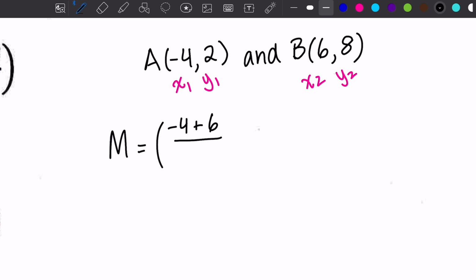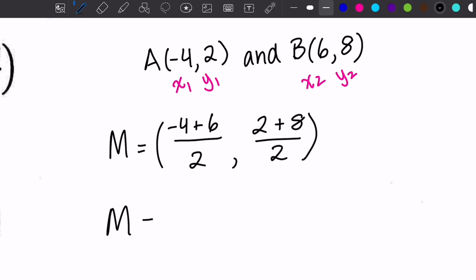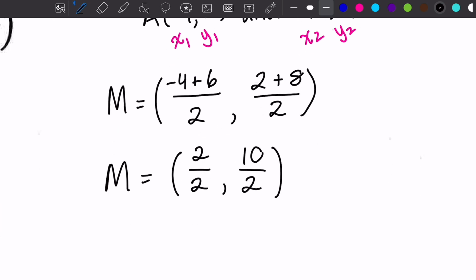We always do first plus second, but even if you flip the order, you would get the exact same answer. Same thing with 2 plus 8 and 8 plus 2. It will give you the exact same thing. So this simplifies to 2 over 2 and 10 over 2, which can be simplified. Those are whole numbers. So anything divided by itself is just going to be 1. And then 10 divided by 2 is 5.